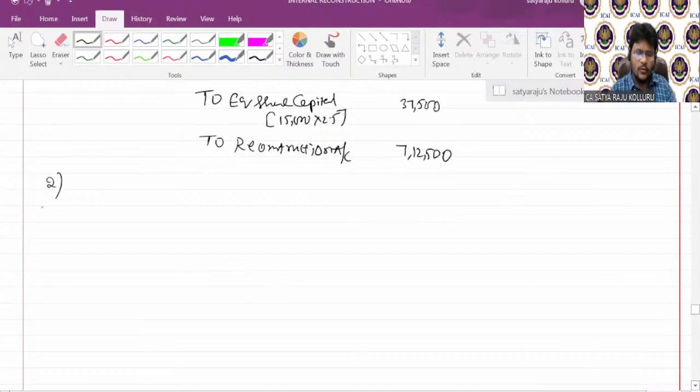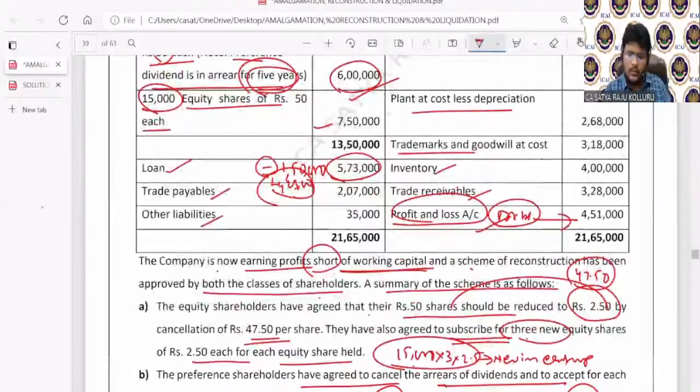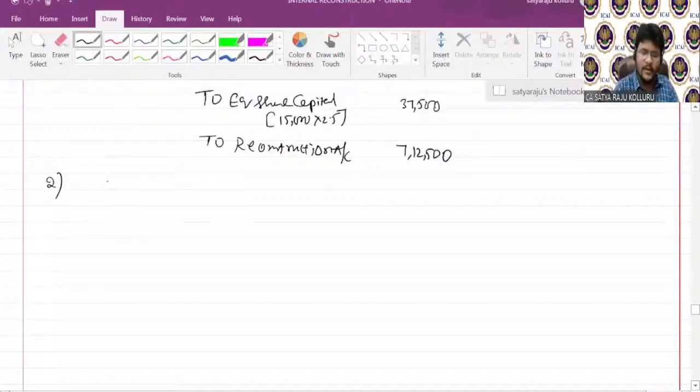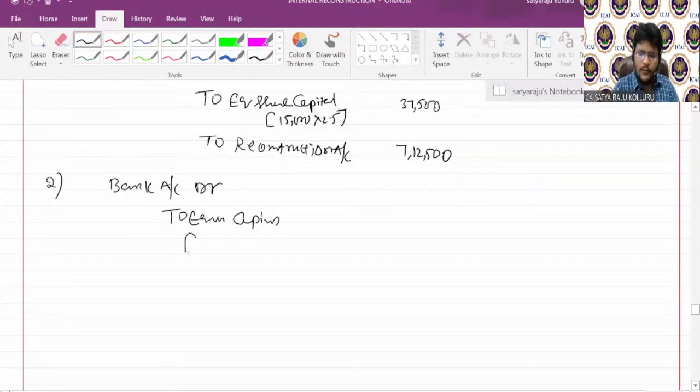Next, coming to the issue related to preference shareholders, guys. One more thing, guys. They have also agreed to subscribe 3 new equity shares of rupees 2.5 each. So further subscription is also there. That is bank account debit to equity share capital account. So existing 15,000, they subscribed 3 shares at the rate of 2.5 each. That is 45,000 into 2.5, we get 1,12,500.